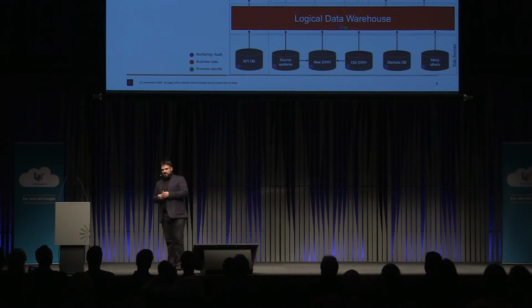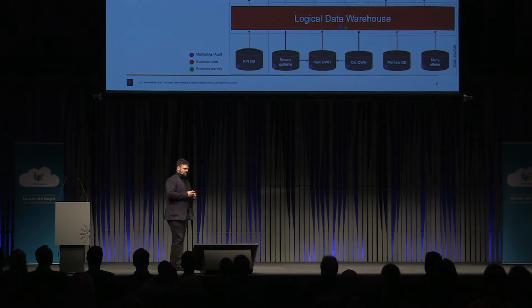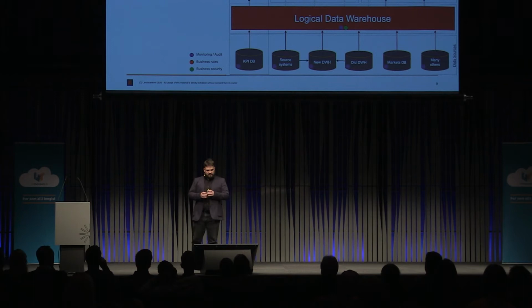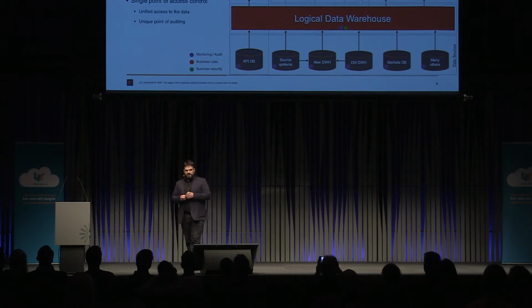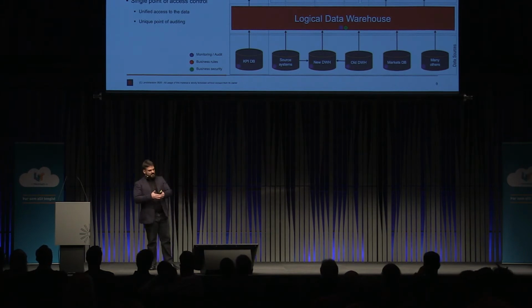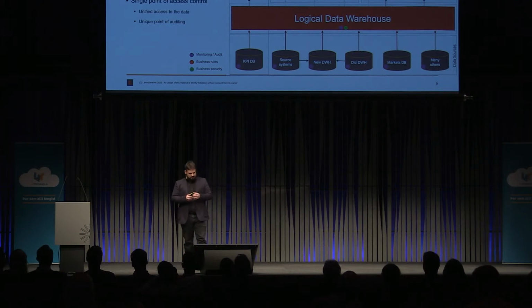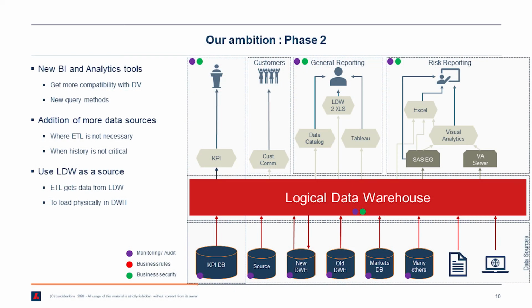Single point of truth as well. All the business logic is moved into your logical data warehouse. You can leverage some lineage capabilities from your data virtualization platform to get the source of that truth. And single point of access control, in a way that this is a single point of query, so you can put all of your access control in that. I will talk about that a bit more later. Phase 2 is to add more modern BI analytics tools to get more compatibility with our logical data warehouse.